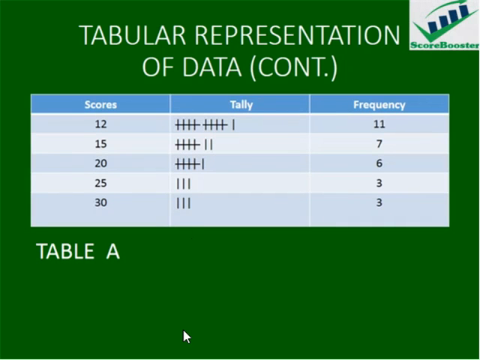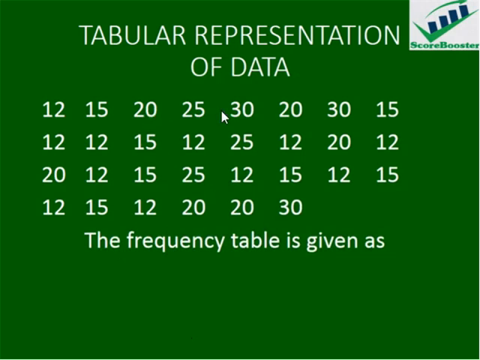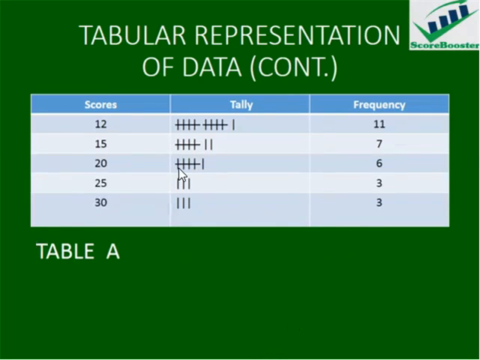Now we count the number of 20s. We have 1, 2, 3, 4, 5, 6. We have 6 20s, and that is counted as 1, 2, 3, 4, the fifth one will cross, then 6. We do the same thing for 25 and 30. We count the number of 25s we have in the given data, which is 3. You draw the tally and then you write the frequency, and the same thing is applicable to 30.